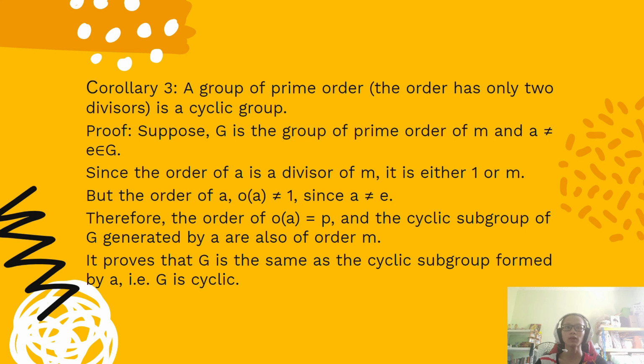Therefore, the order of a is equal to m, and the cyclic subgroup of G generated by a is also of order m. It is proved that G is the same as the cyclic subgroup formed by a. So G is cyclic. It's proved. Thank you.